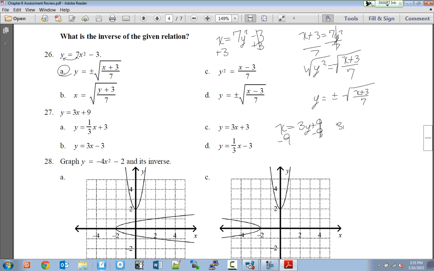So 3y equals x minus 9. Then go ahead and divide off the 3. So y equals 1/3 x minus 3. So it looks like a letter D.